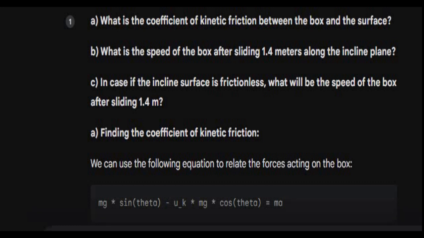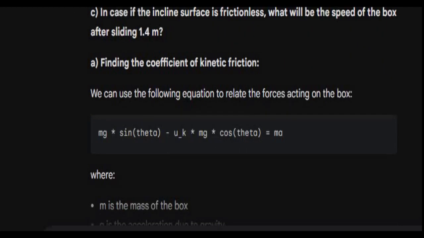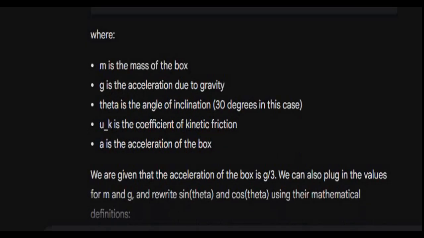We can use the following equation to relate the forces acting on the box. mg sin θ − μ_k mg cos θ = ma, where m is the mass of the box, g is the acceleration due to gravity, θ is the angle of inclination, 30 degrees in this case. μ_k is the coefficient of kinetic friction. A is the acceleration of the box. We are given that the acceleration of the box is g/3.